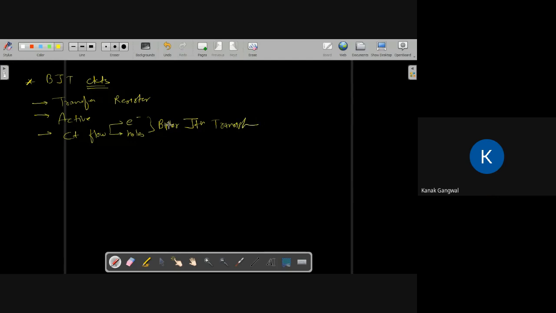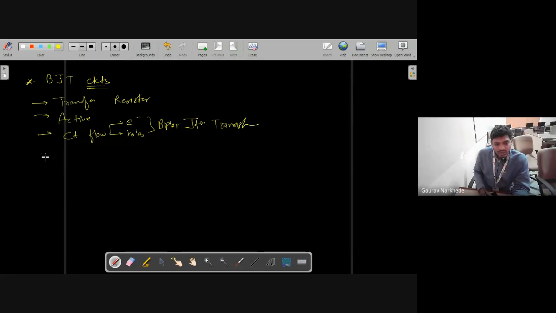This is called a BJT, bipolar junction transistor. Now you know current is flowing, so that's why this device is also called a current operated device, right? This is also called a current operated device.